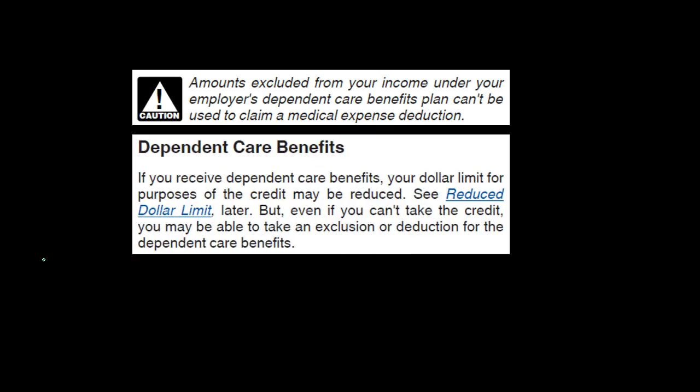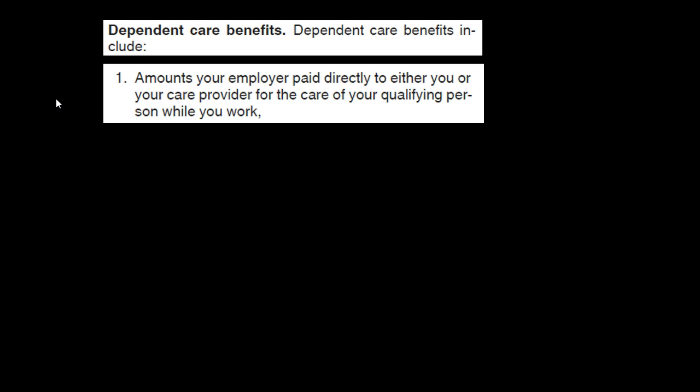Dependent care benefits. If you receive dependent care benefits, your dollar limit for purposes of the credit may be reduced. See reduced dollar limit later. But even if you can't take the credit, you may be able to take an exclusion or deduction for the dependent care benefits. Dependent care benefits include, number 1, amounts your employer paid directly to either you or your care provider for the care of your qualifying person while you work.